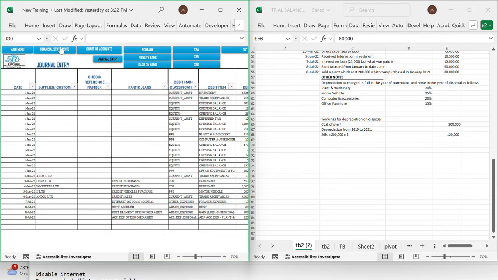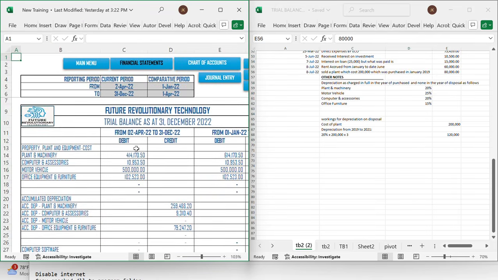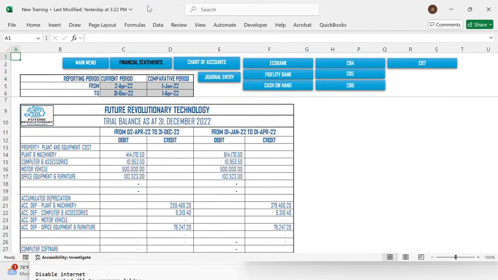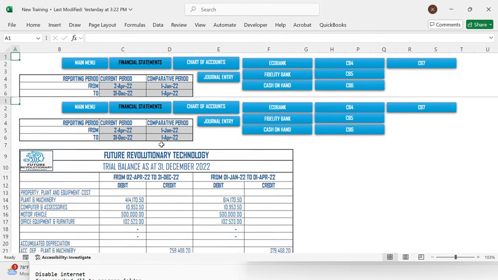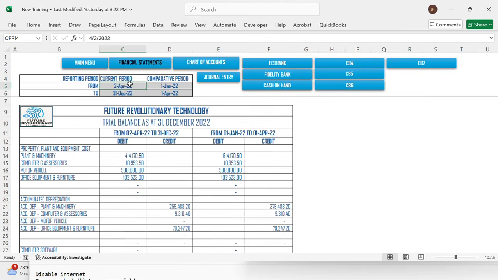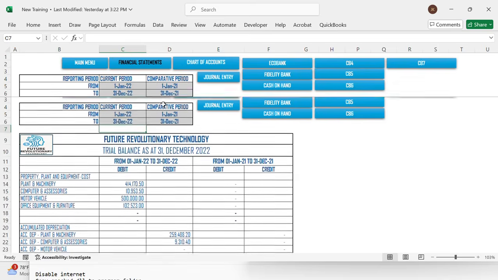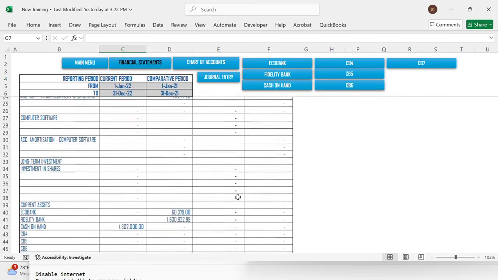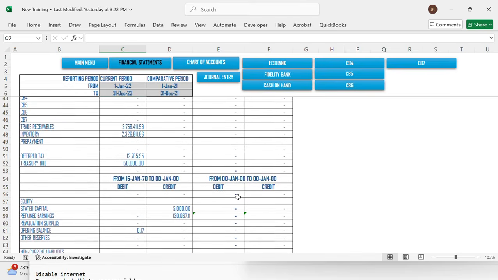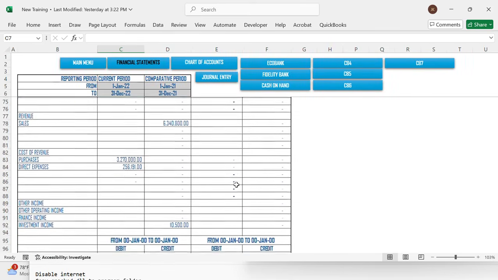So straight to financial statement, right? Let us maximize it. All right. So the date too, let us change it. Let us make it 1st January 2022 to 31st December 2022. And the comparative year, let us make it 1st January 2021 to 31st December 2021. You see that the moment we made the entries, the comparative period has turned to zero because we don't have any transaction that was in 2021.